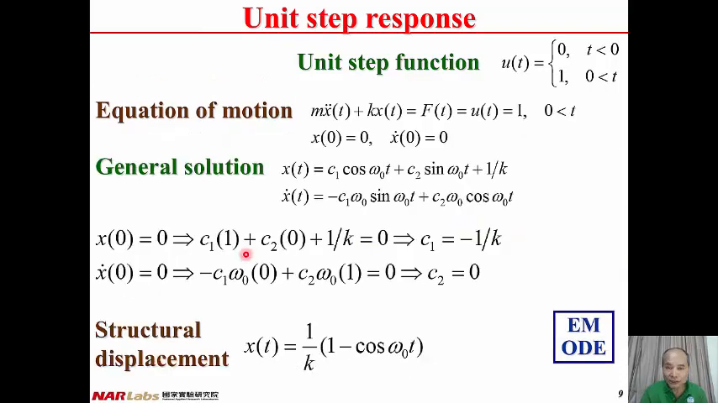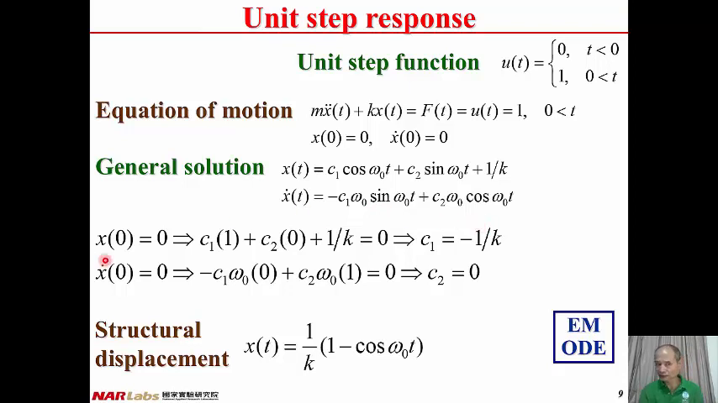And c1, c2 are two coefficients of integration. They can be found by the two initial conditions. One is the initial displacement, the other is the initial velocity. If we take the first derivative of the displacement, we have the velocity equal to minus c1 omega 0 sine omega 0t plus c2 omega 0 cosine omega 0t.